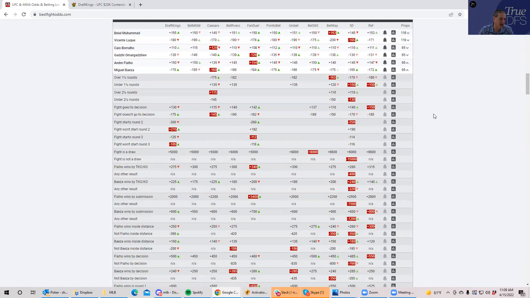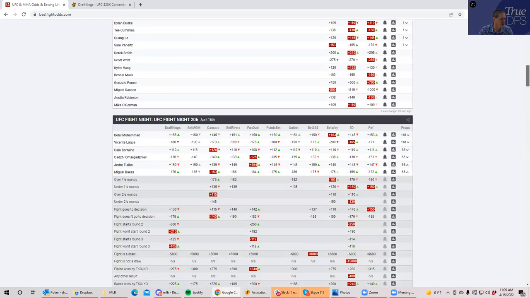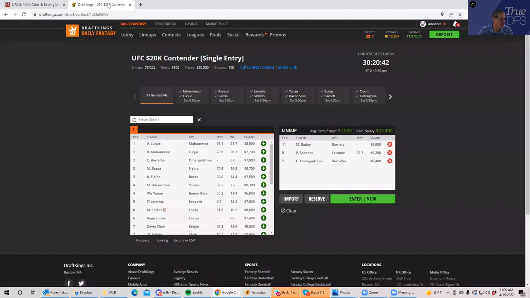I will say that Fiallo probably has more first round KO upside than Baez. I guess so, that's fair. But I'm not going to take a stand on Fiallo being a good underdog. If anything, I think Baez is a good little middling play at 8,700. So I definitely like that.